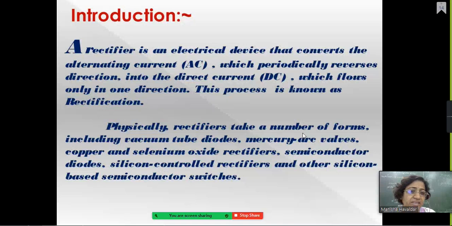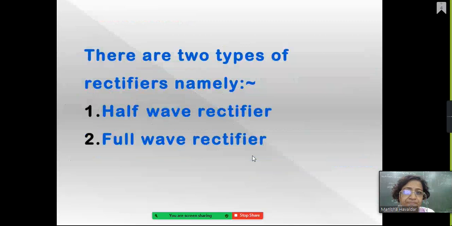Physically, rectifiers take a number of forms, including vacuum tube diodes, mercury arc valves, copper and selenium oxide rectifiers, semiconductor diodes, silicon controlled rectifiers, and other silicon based semiconductor switches. So all these are nothing but rectifiers. I hope you have understood what is meant by a rectifier, right? There are two types of rectifiers: one is half wave rectifier and the other is full wave rectifier.